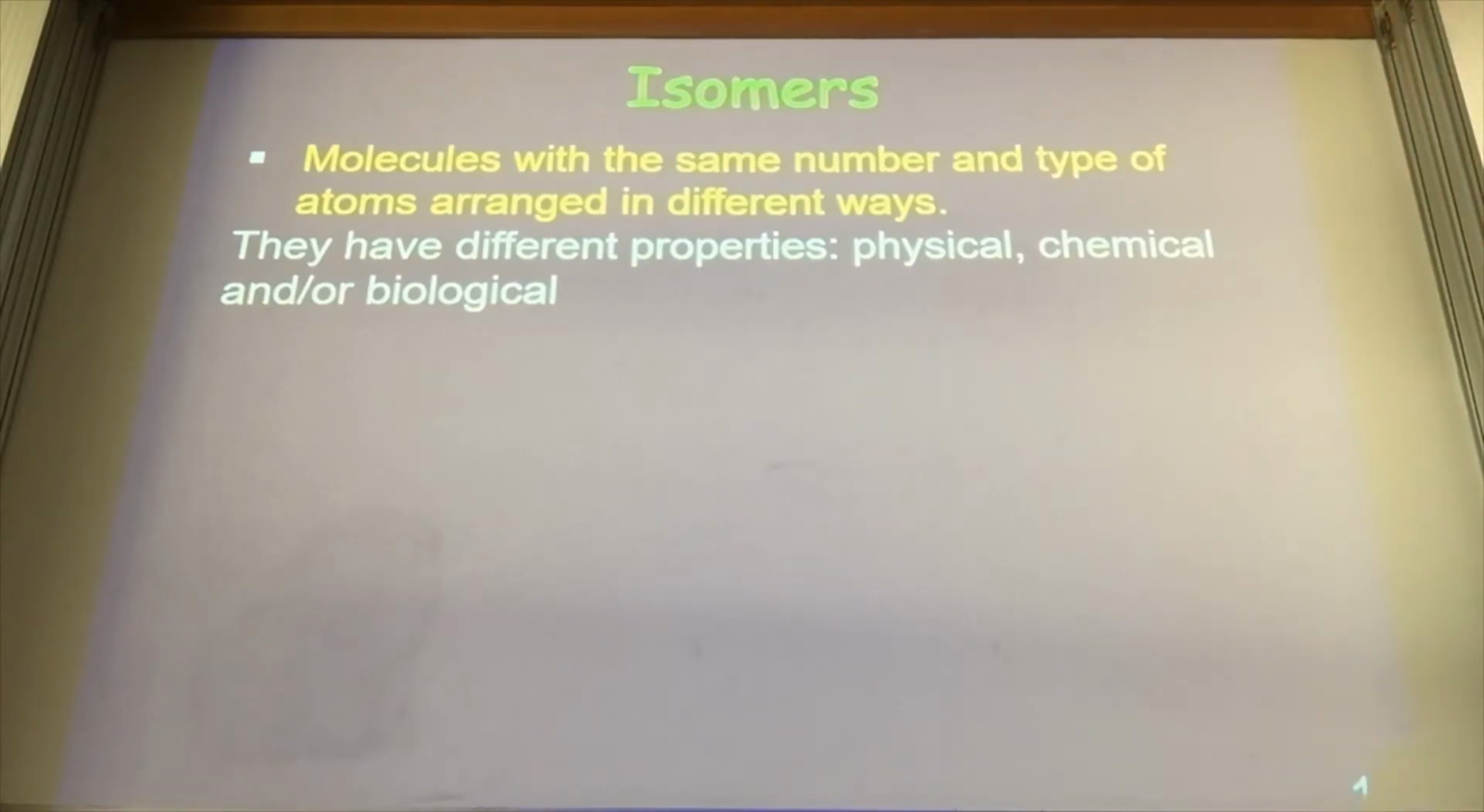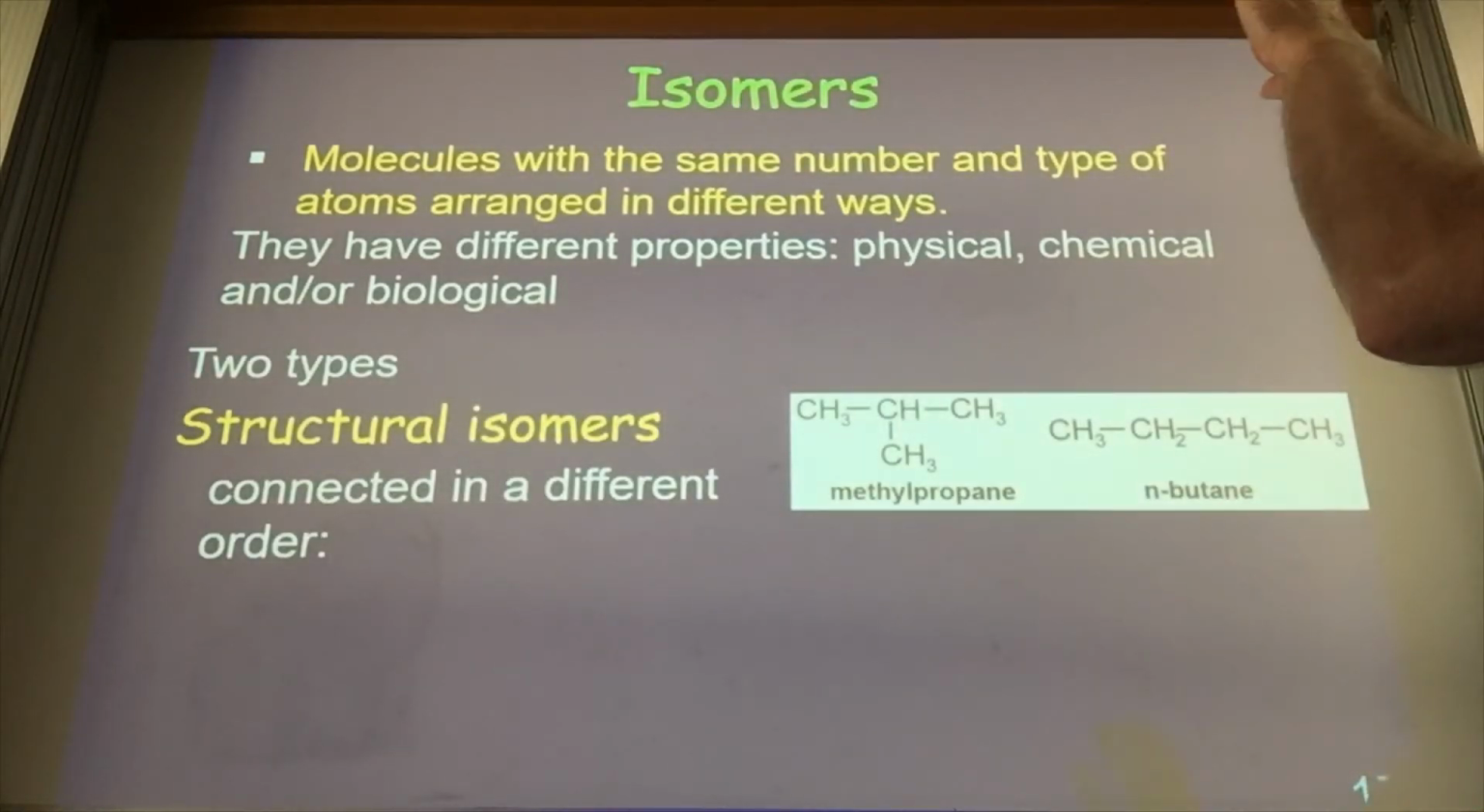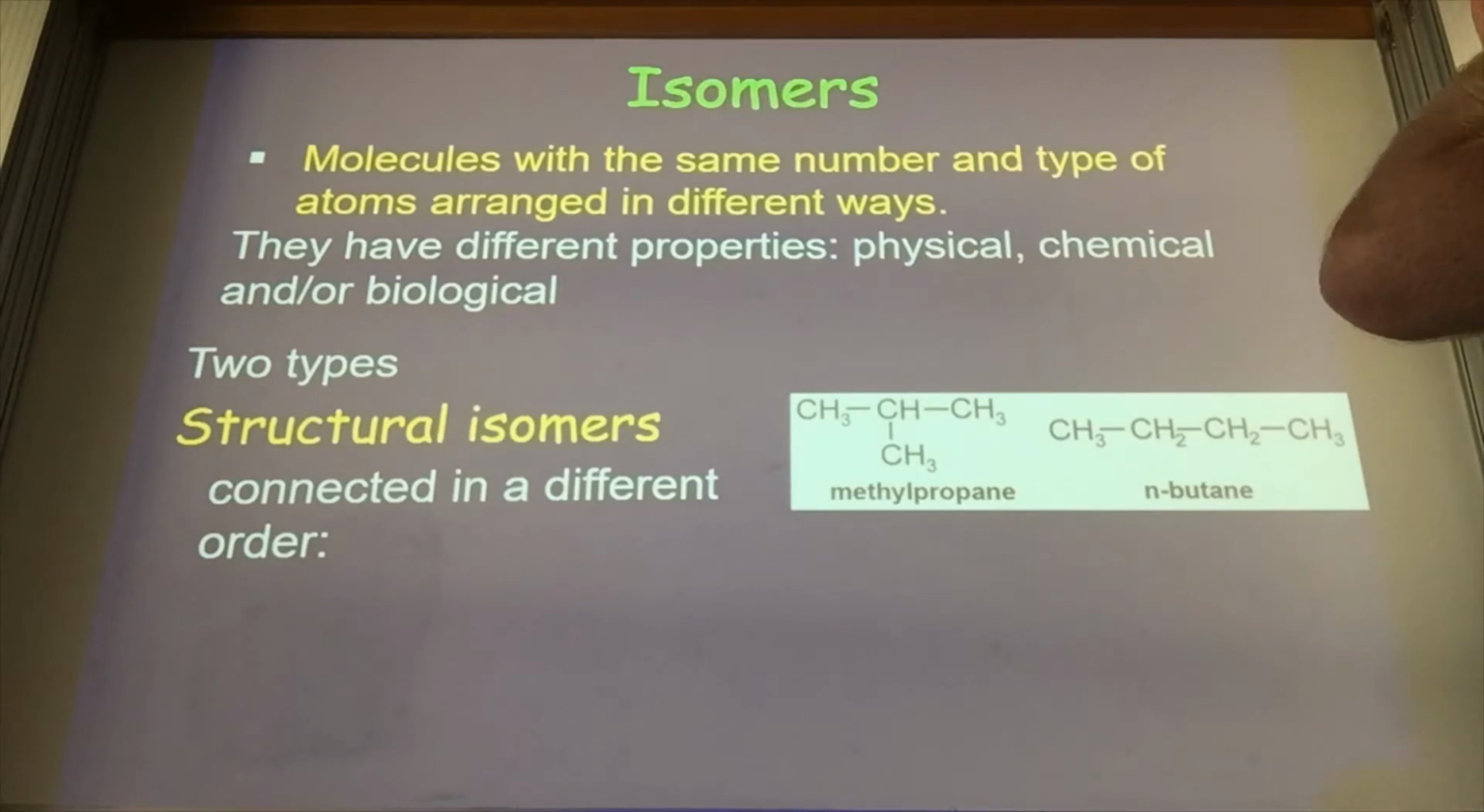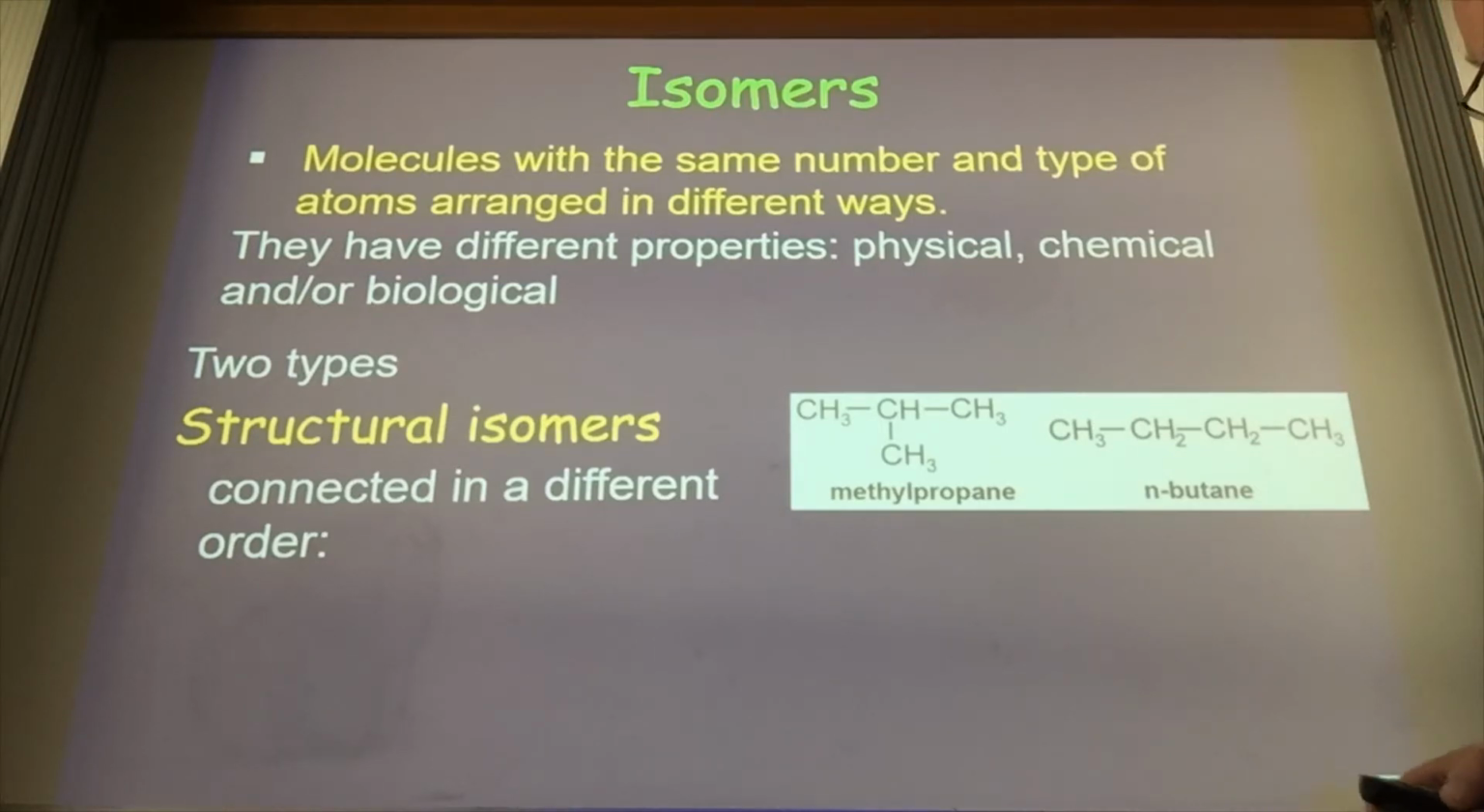Isomers. Different ways of arranging the same number and type of atoms. Now, unique properties. Why they're important. In particular, biologically, where shape is so important, all sorts of isomerism is critical.